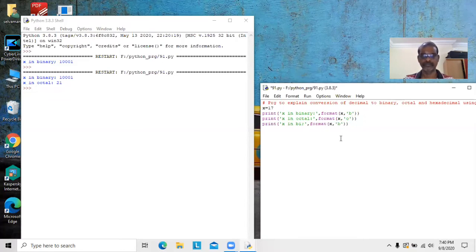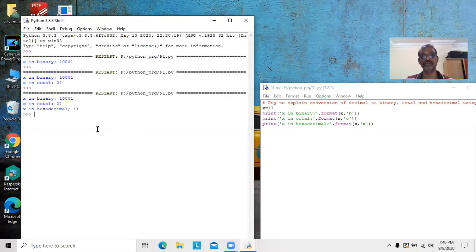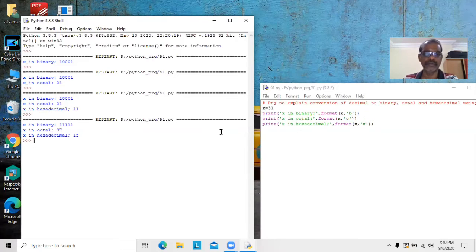Hexadecimal is mentioned as x. x stands for hexadecimal. See it here, 1 1. You should not call it as eleven, it is one one. What will happen, sir, if you are giving 31? See it here, it is 1 1 1 1 1. Octal equivalent of decimal 31 is 37. Hexadecimal equivalent of decimal 31 is 1F.